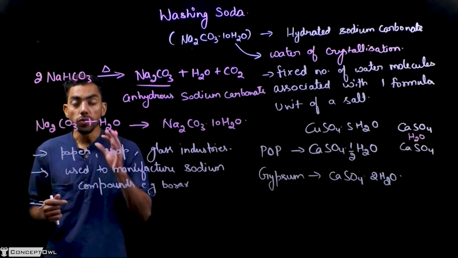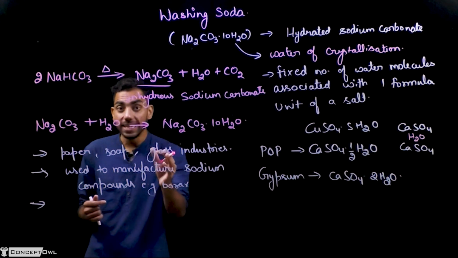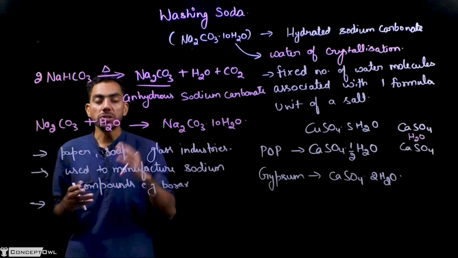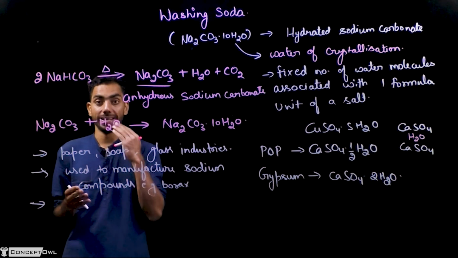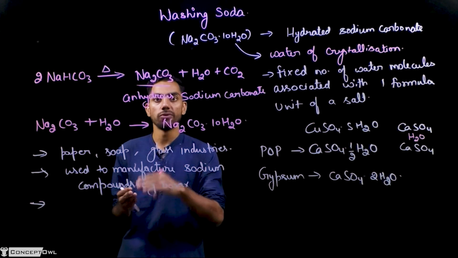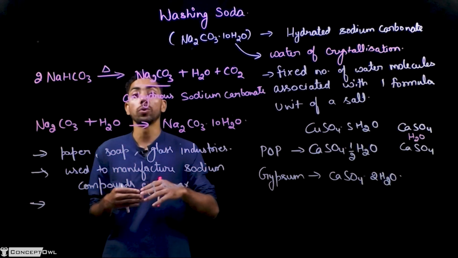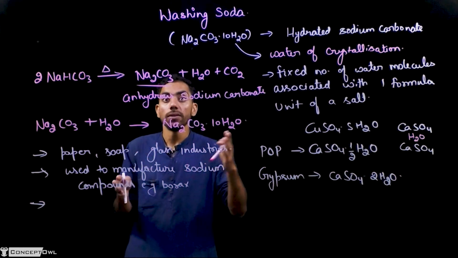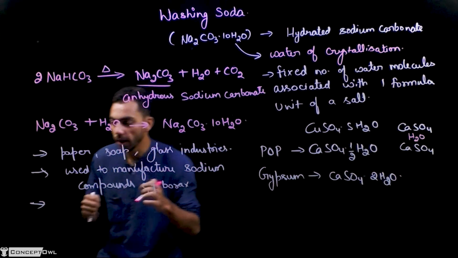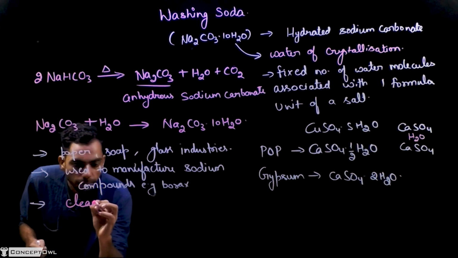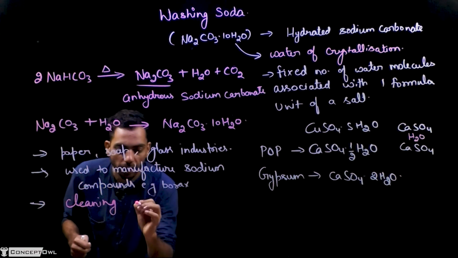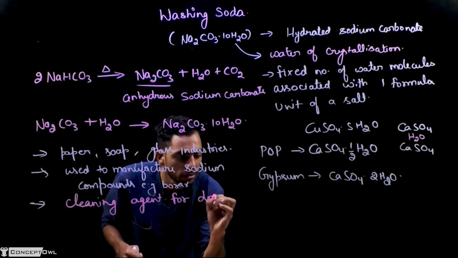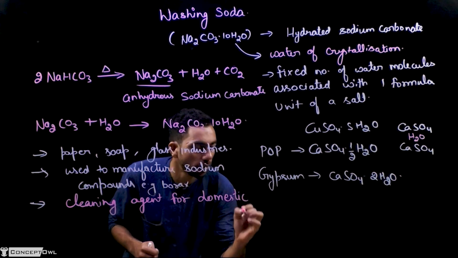So there are so many uses of borax, and we can prepare this borax from our washing soda. Washing soda can be used for cleaning purposes also in our home. With washing soda you can clean your clothes, your floor, your utensils, your windows, your doors. So you can use this washing soda as a cleansing agent for domestic purposes.